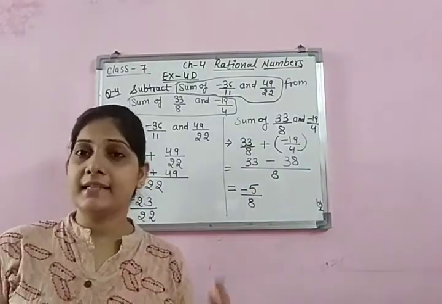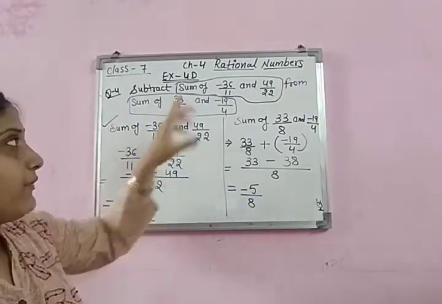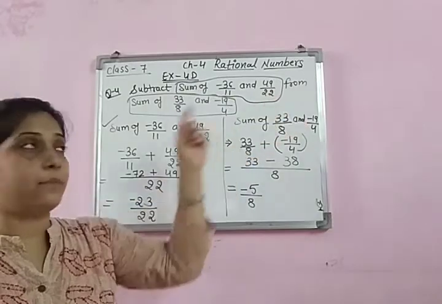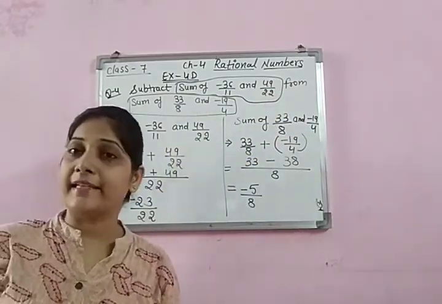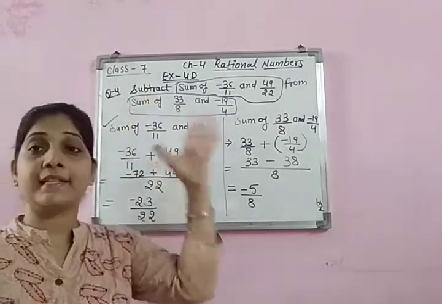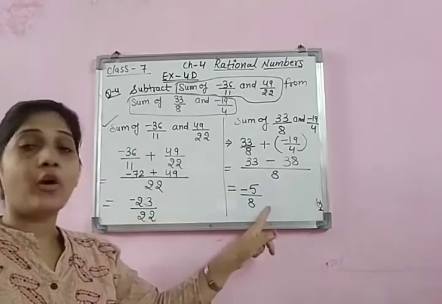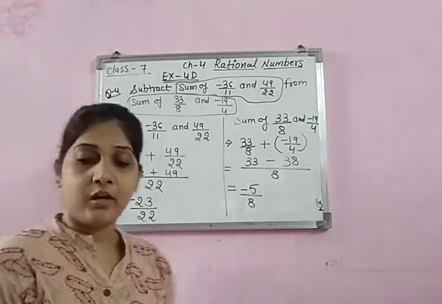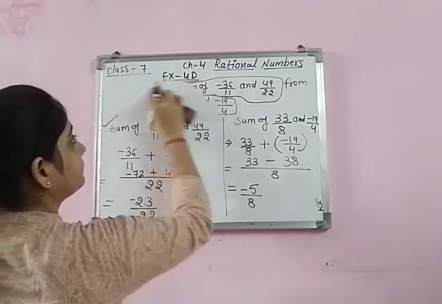Now I think till here the thing is clear. What I have done is first I found the sum of the first two rational numbers, then I found the sum of the last two rational numbers. Now after finding the sums, what do we have to do? Subtract. And subtract what? Subtract this answer from this. Okay, so now I am writing it in language. Look carefully.